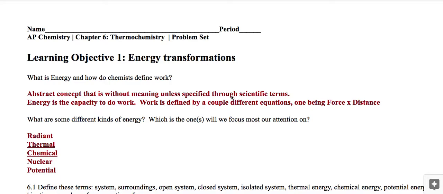Thermochemistry students. So this is going to be Chapter 6, Thermochemistry. We're going to do all 3 learning objectives here in this one video, so it could get pretty long. I'll put in the times in the description so you can identify when things start. So this is going to be learning objective 1.